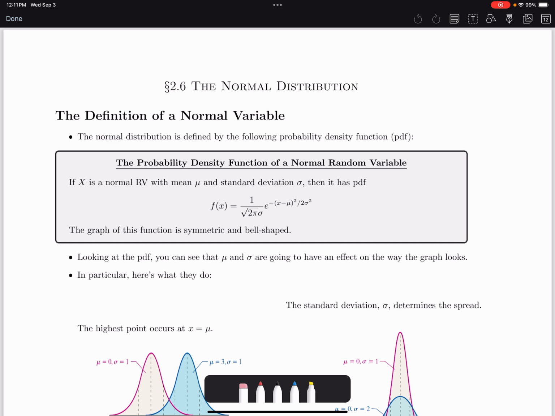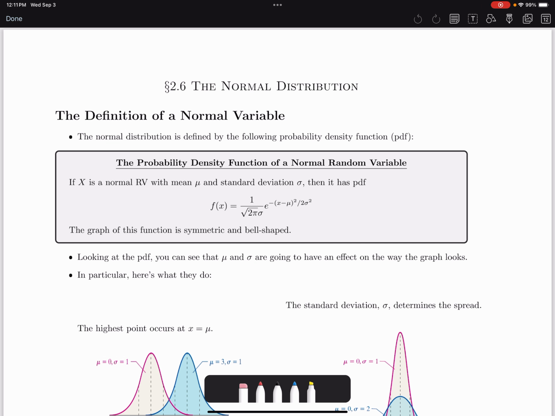So in the previous section, 2.5, we talked about the normal distribution, which was a particular kind of probability. There are certain kinds of probabilities that occur so frequently that they get special names. The binomial was one of those, and the normal distribution is another one.